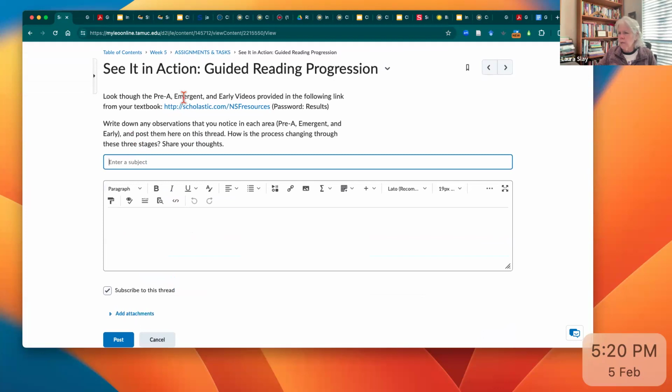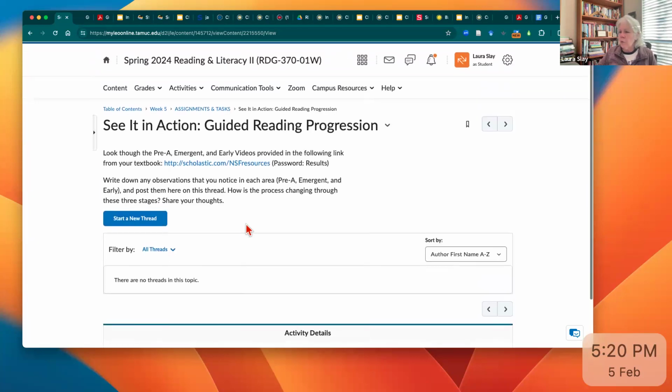Start a new thread, write down any observations or what you notice in these different levels, and post them on this thread. And notice how the process has changed going through these steps. That's really asking you to think about what the needs of the different learners are and how they evolve. So that's your work for this week.